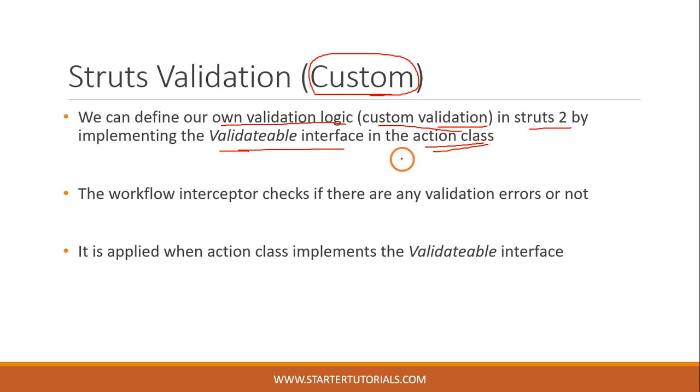I think all of you are already familiar with what an action class is from the previous video. If you didn't watch it, go and watch the previous video. There is also something called an interceptor, which I have already explained in the previous video. The workflow interceptor is just going to check if there are any validation errors or not. It is not going to provide the code. The actual code is available in the action class.